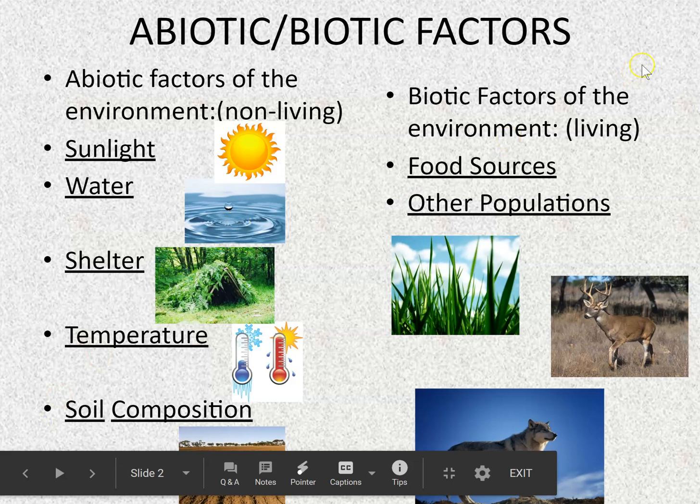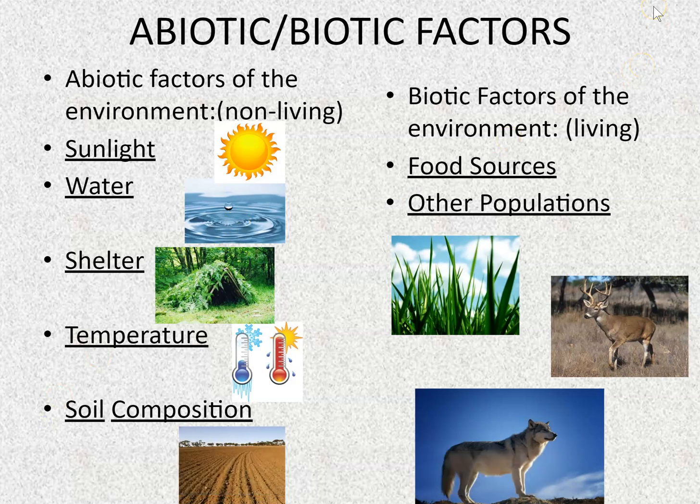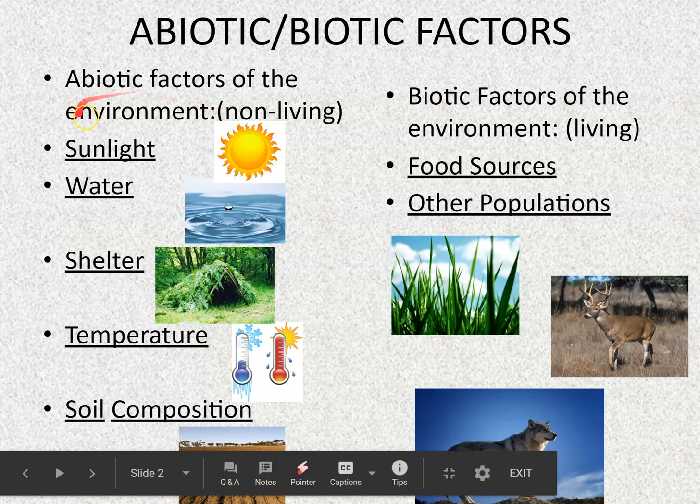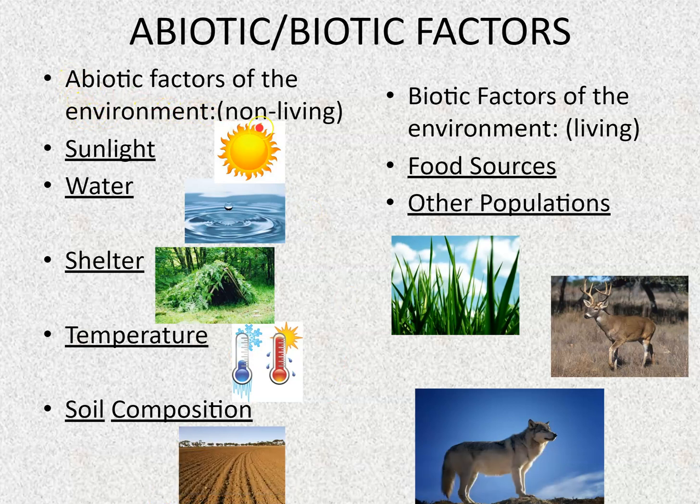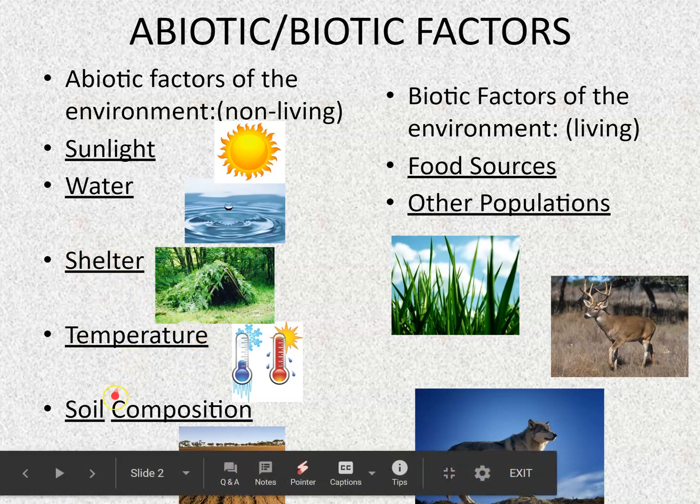So there are several different factors that are involved in an ecosystem, and we break those down into abiotic and biotic factors. Abiotic, let me turn on my pointer here, are going to be the ones that are non-living. They're very important and completely necessary, but they do not contain cells. They do not contain living components. So this is going to be your light, water, the areas that animals and humans make a shelter out of, the temperatures, and even things like the soil composition.